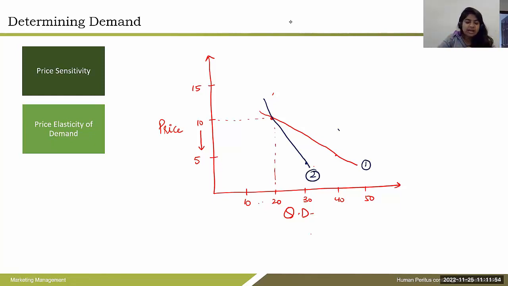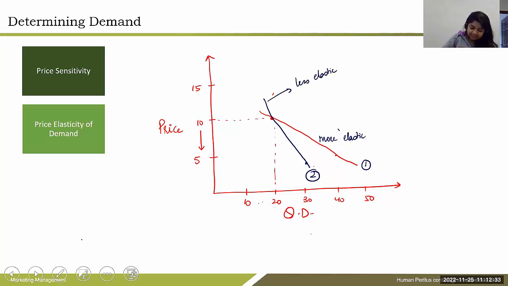Which out of the two diagrams shows more elastic demand? More elastic is, with one change in price, the quantity demanded changes more. Which is more elastic according to you, 1 or 2? Absolutely correct, Roshan. So this is more elastic. This is less elastic.